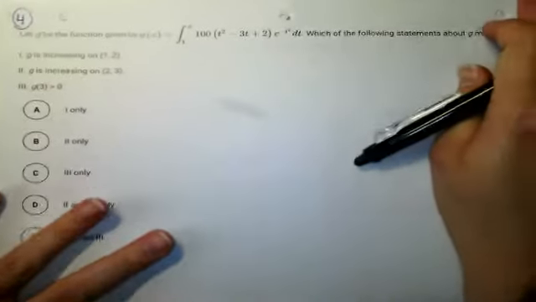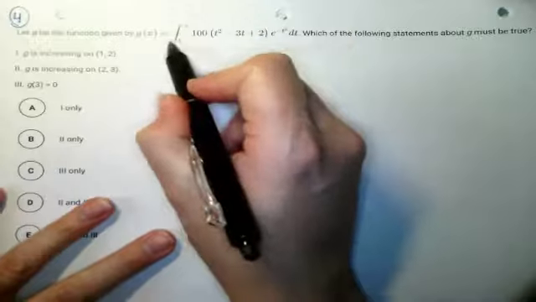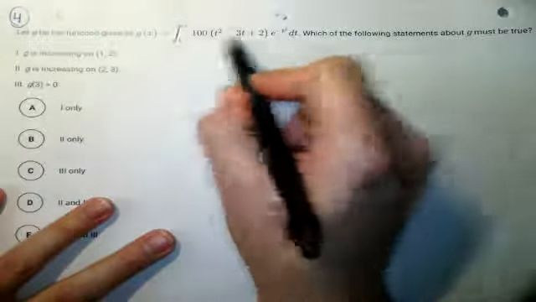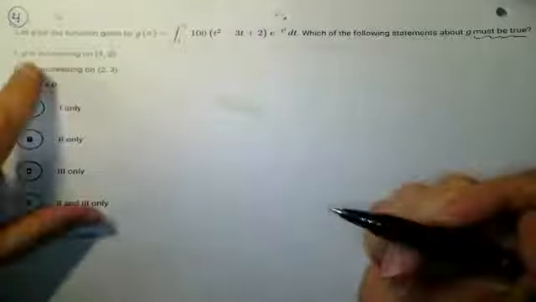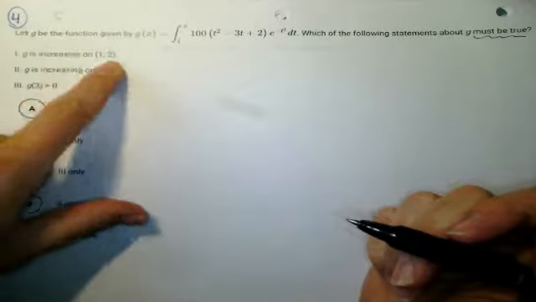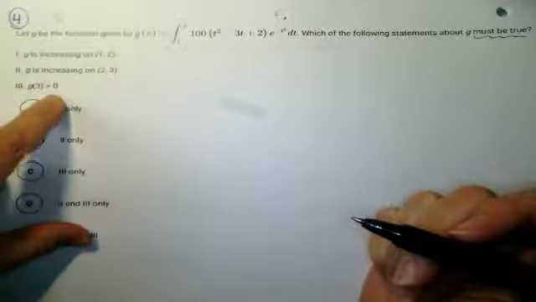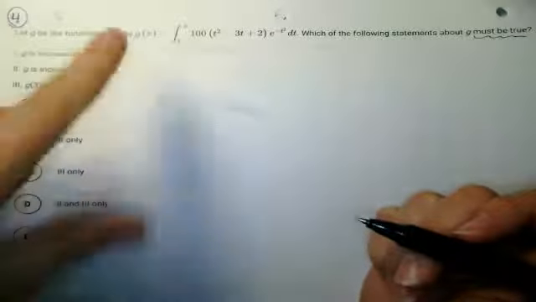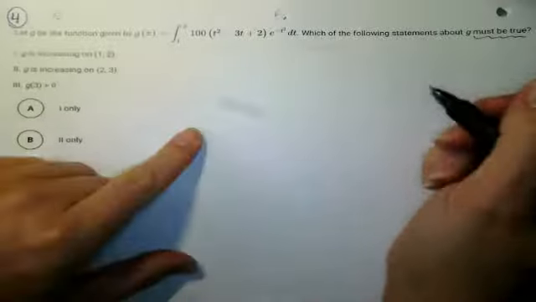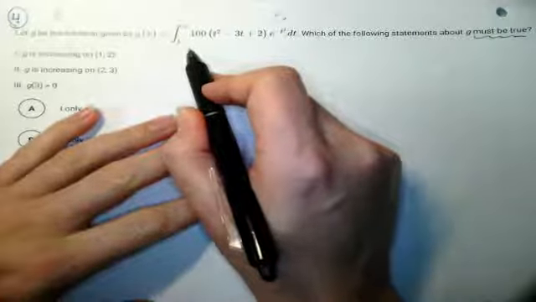All right, number 4. Let g be the function given by g of x equals the integral from 1 to x of the given function. Which of the following statements about g must be true? G is increasing on the interval from 1 to 2. G is increasing on the interval from 2 to 3. And g of 3 is greater than 0. So we have 3 things to try and figure out. This is a calculator problem, and you can tell because the function is pretty complicated.